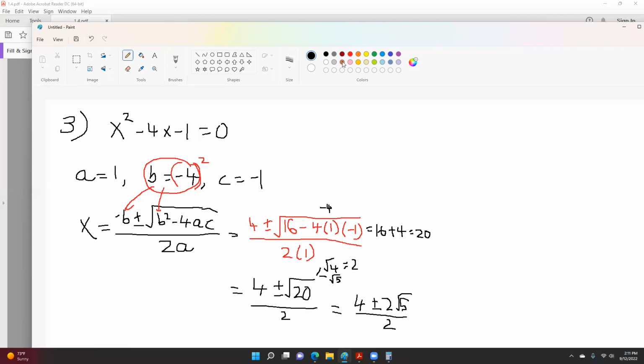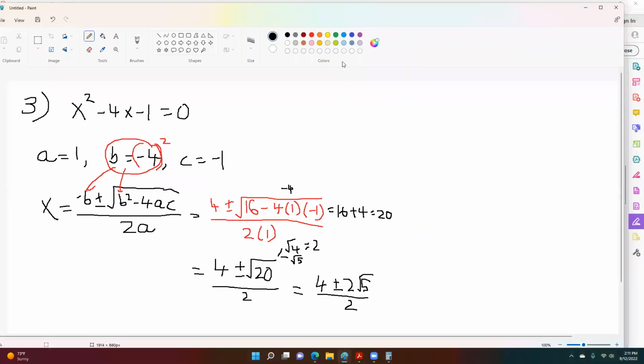Now this is where most students make mistakes, so pay attention. You need to simplify this. A lot of students will cancel the 2 and their answer comes out to be 4 plus or minus root 5. This answer is not correct. So do not do this. I'm telling you again, do not do this. You will get a wrong answer.